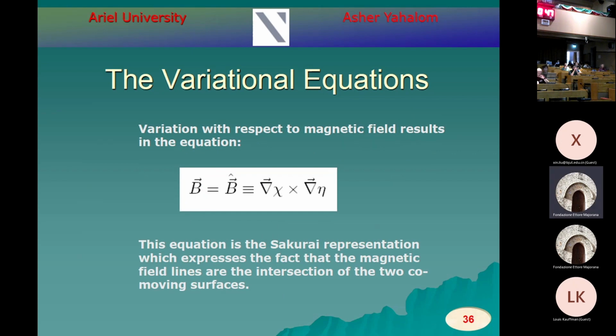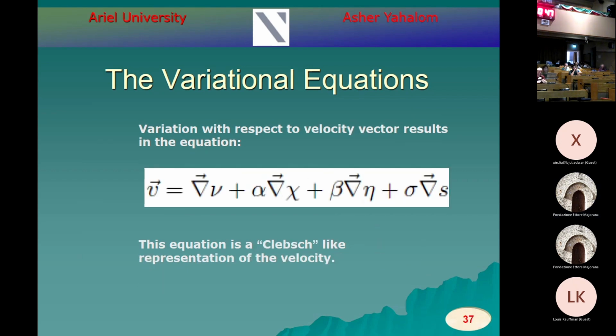This is a Sakurai representation or Euler representation, whatever you prefer. And here is something a little bit new. If you take a variation with respect to the velocity, it comes out in this form. To those of you familiar with fluid dynamics, this is like a Clebsch representation, but it's more generalized. Chi, eta, and S appear here, and you have a scalar function, this nu.